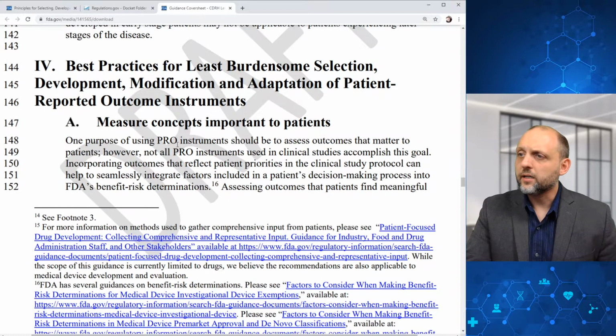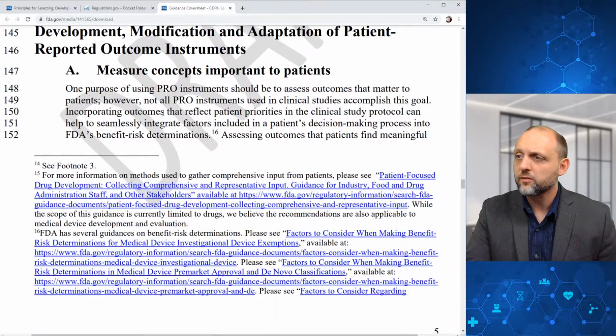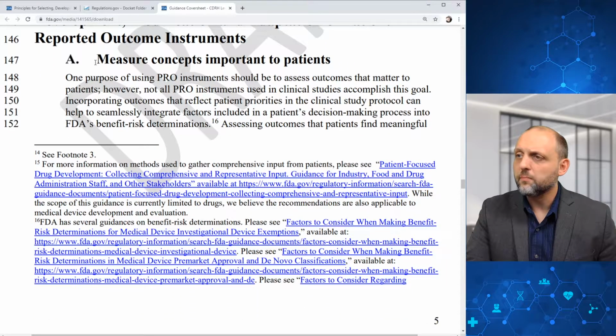Here, FDA lays out best practices for least burdensome selection, development, modification, and adaptation of patient-reported outcome instruments. And they start with a focus on measuring concepts important to patients. One purpose of using PRO instruments should be to assess outcomes that matter to patients. However, not all PRO instruments used in clinical studies accomplish this goal. Incorporating outcomes that reflect patient priorities in the clinical study protocol can help to seamlessly integrate factors included in a patient's decision-making process into FDA's benefit-risk determinations.